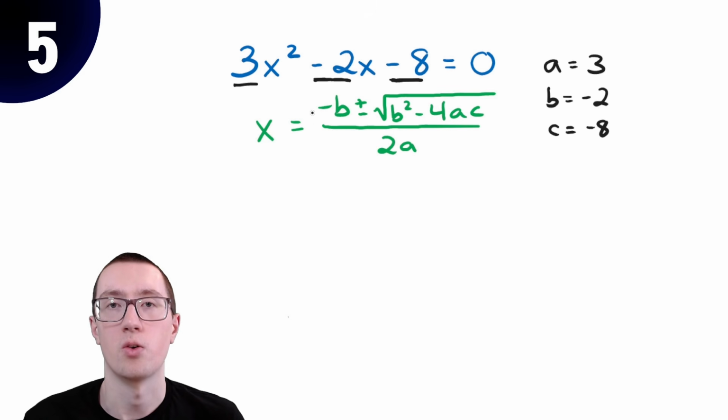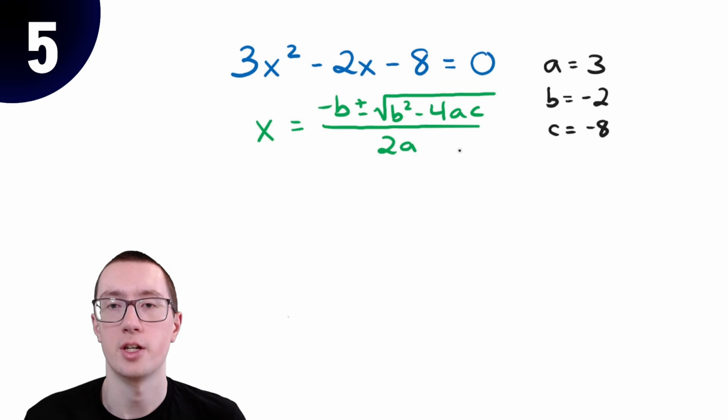And a, b, and c were in order this time. a was on the left, and then b, and then c. But that's only because the equation was already in order. We had it x squared, x, and then the number by itself. So if the equation's out of order, you'll probably have to put it in order before you can just go a, b, c. So now let's just go ahead and use this formula.